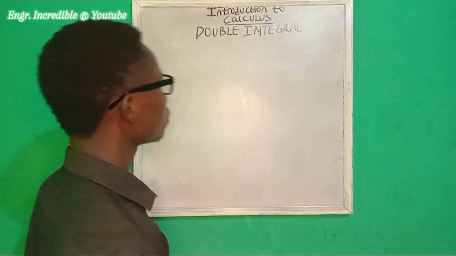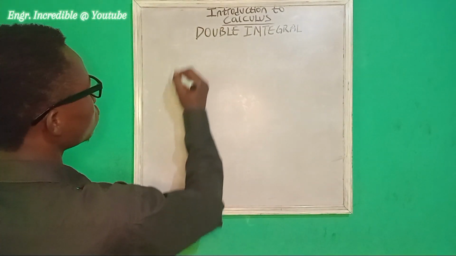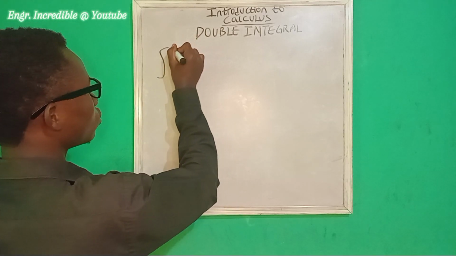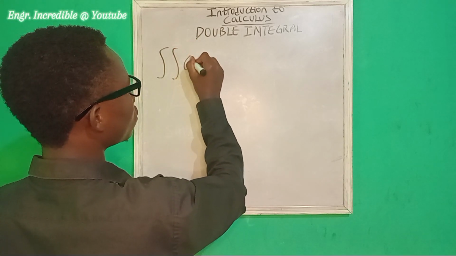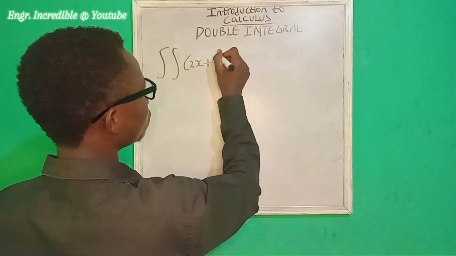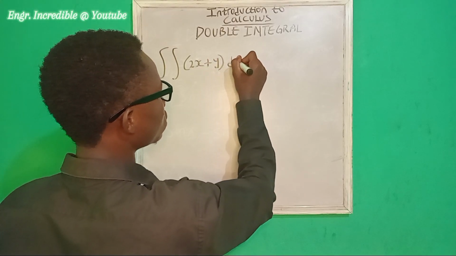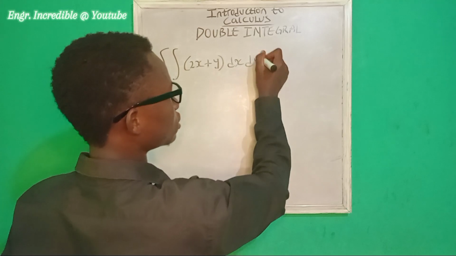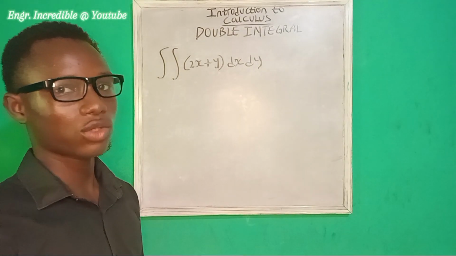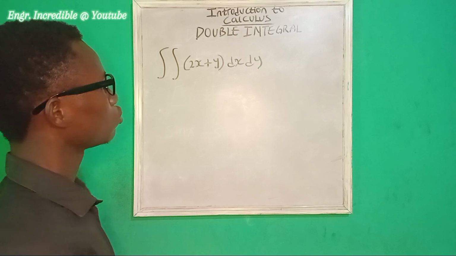That is when you have to integrate something twice with respect to different values. So let us take an example. Let's say we have a double integral of 2x plus y with respect to x and y. Now this is what an equation requiring double integral looks like.